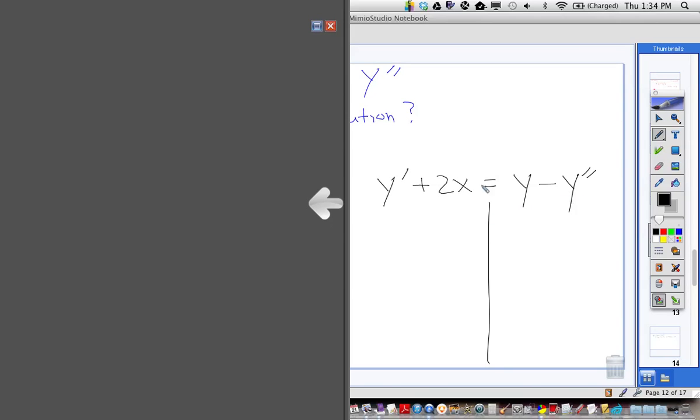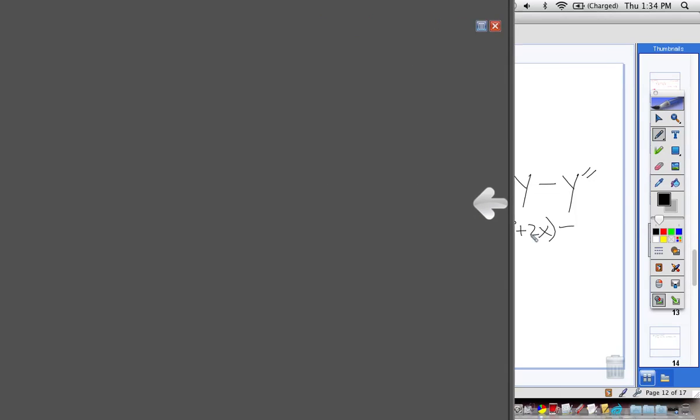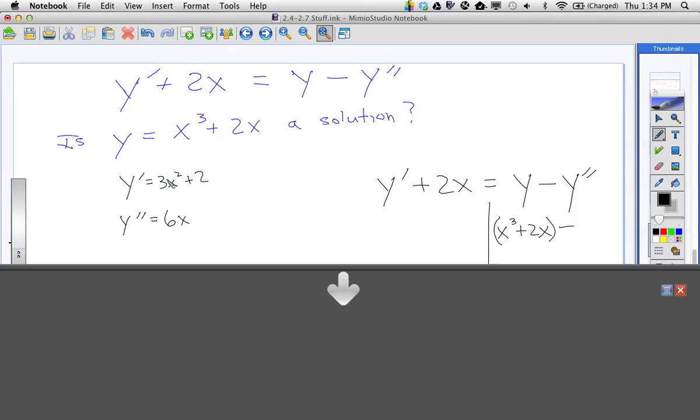You take the differential equation, and into this we have to plug in stuff. Now, what are we going to plug in for y? X cubed plus 2x is going to go in for y. What's going to go in for y double prime? Y prime would be 3x squared plus 2. Y double prime is 6x. So 6x will go in here.